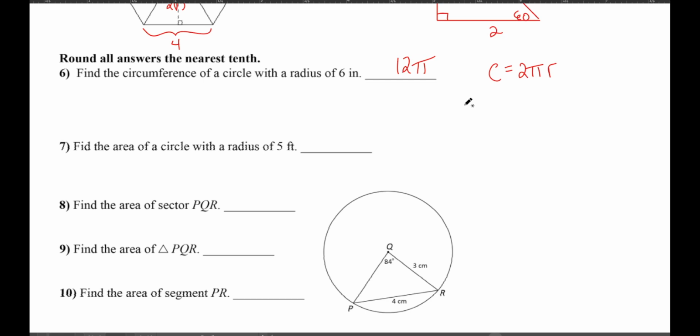Number 7 is almost as easy. What's the area of a circle? Again, you have to memorize that. There's nothing I can do for you if you don't memorize that. I can teach you all night, all day long, and if you don't memorize this, you're not going to get it right. So let's do it in our head. That's the radius, correct? We've got to square it. What's that? 25 times what? Pi, and that's your answer.